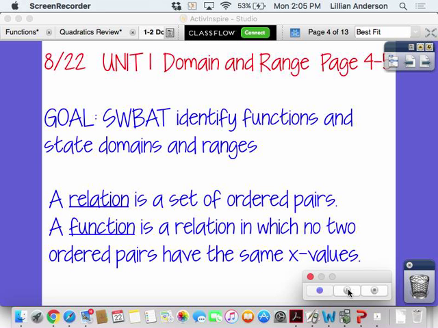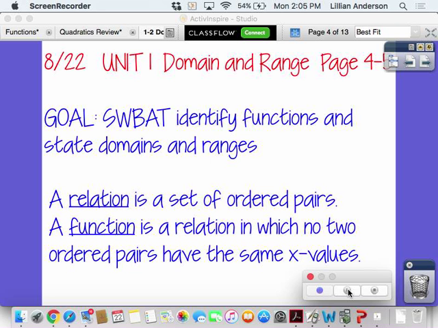Alright, so again, today we're talking about domain and range. You'll be able to identify functions and state domains and ranges. So you're going to be able to tell which relations are functions. You're going to be able to find the domains and the ranges of those said functions.